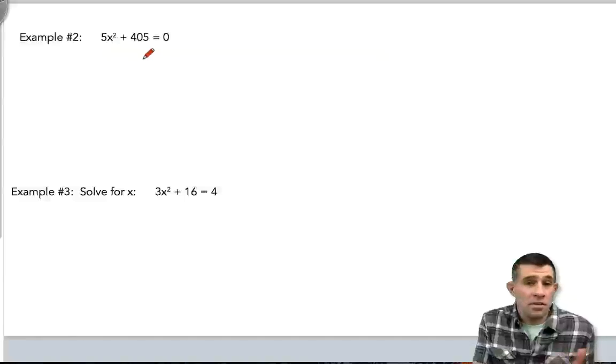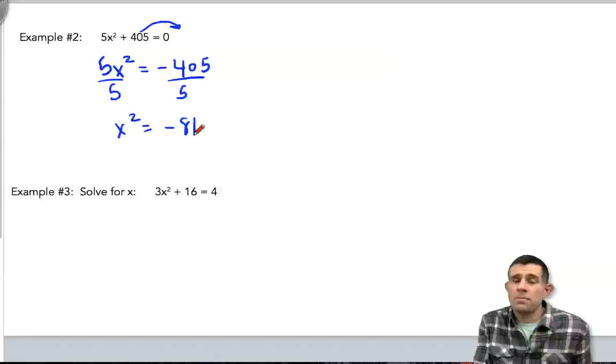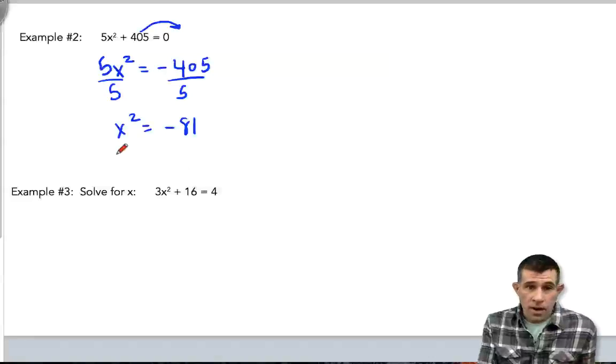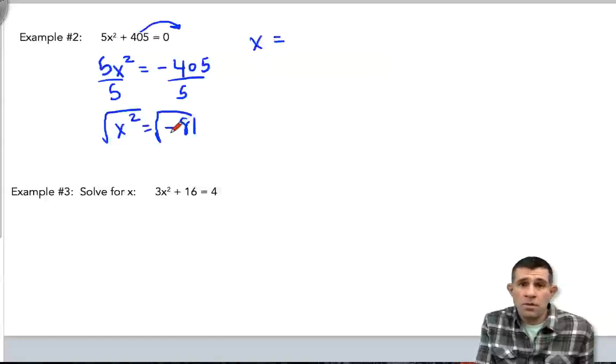So in order to do that, we're going to solve it just like a normal equation, and we're going to get x by itself. So we have 5x squared is equal to, and we're going to subtract that negative 405 over. Now I'm going to divide both sides by 5, and when I do that, I get x squared is equal to negative 81. All right, now in order to solve for x, I now need to take the square root of both sides, and when I do that, I see that I'm going to end up with this negative number under the square root.